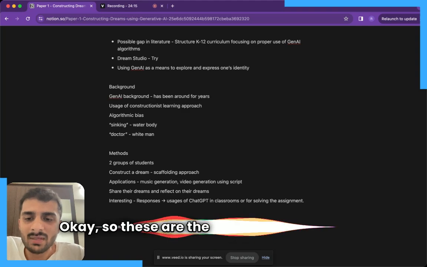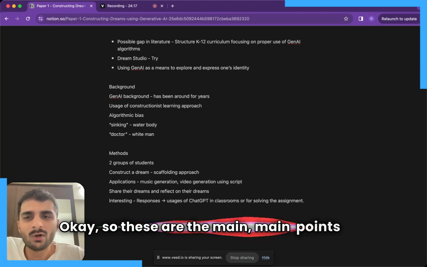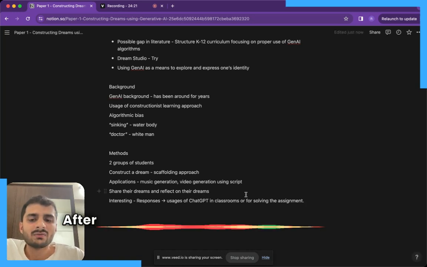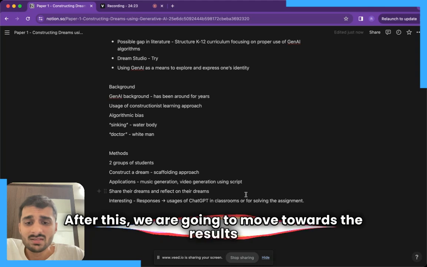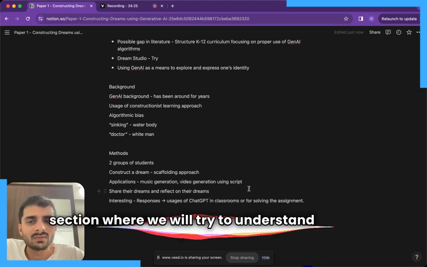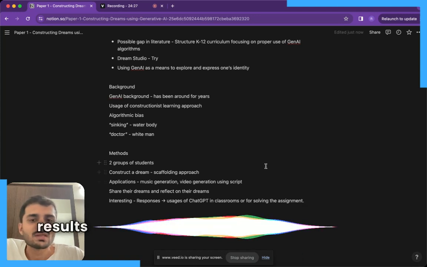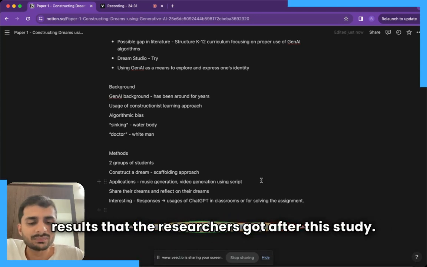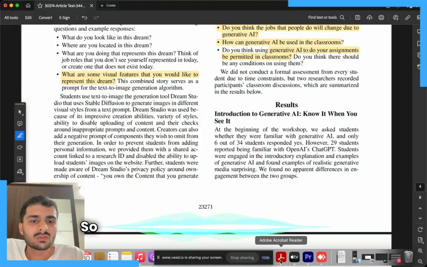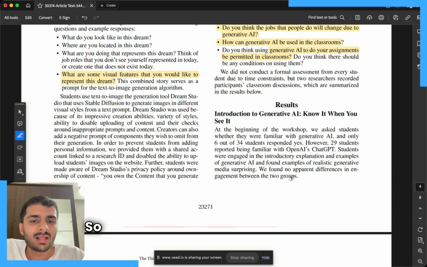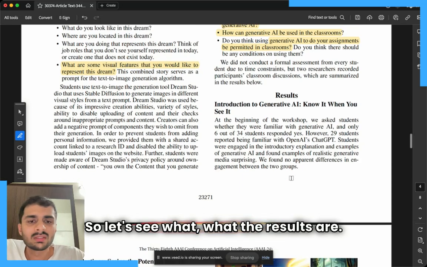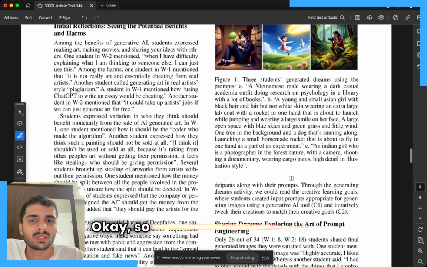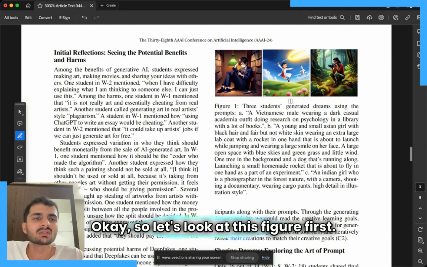Okay, so these are the main points that we have noted down after reading the methodology section. After this, we are going to move towards the results section where we'll try to understand what results the researchers got after this study. So let's see what the results are. Okay, so let's look at this figure first.